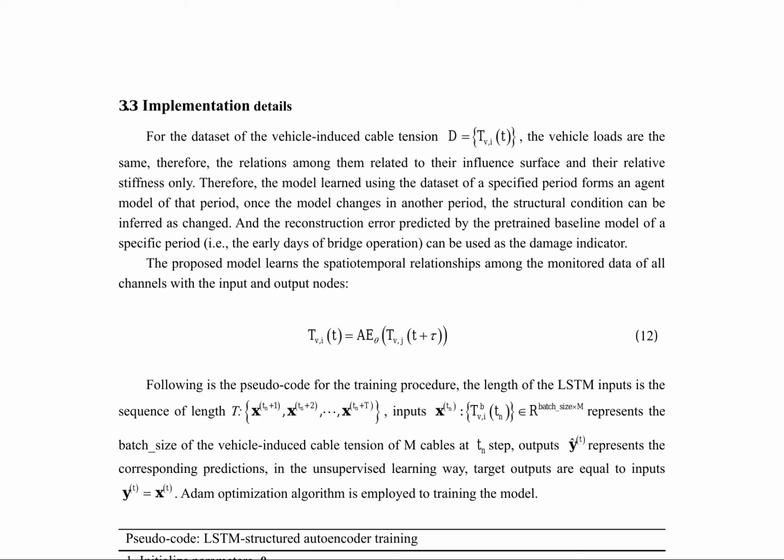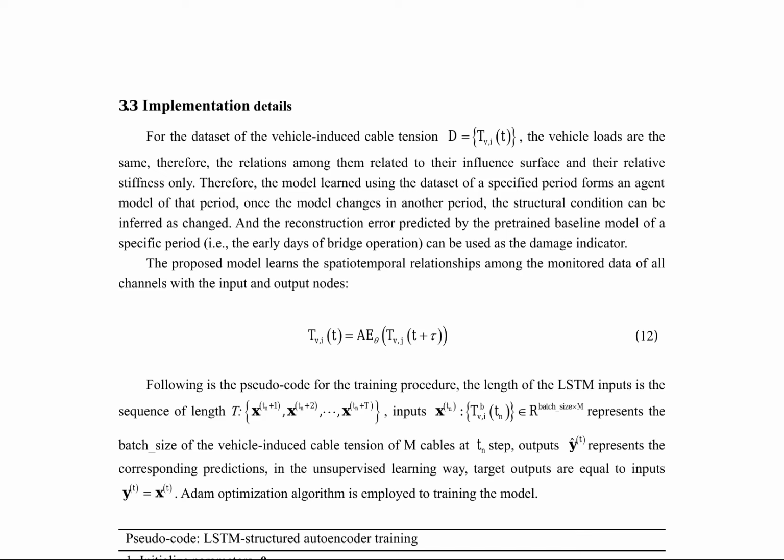In the research paper, the authors present a novel approach to monitoring and predicting the health of a cable group in a cable-stayed bridge by employing a deep learning model. The proposed model is an LSTM structured autoencoder, which can learn spatiotemporal relationships among the monitored data of all channels. This model is trained using a dataset of vehicle-induced cable tension, where the vehicle loads are the same, and the relations among them are related to their influence surface and relative stiffness.